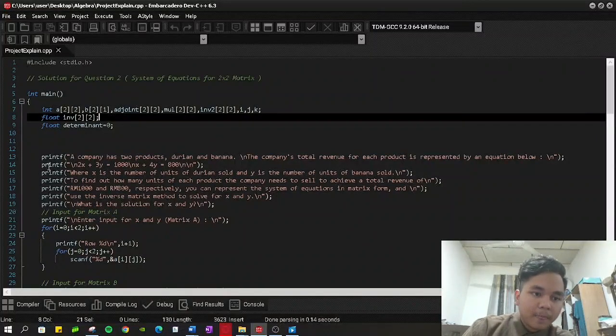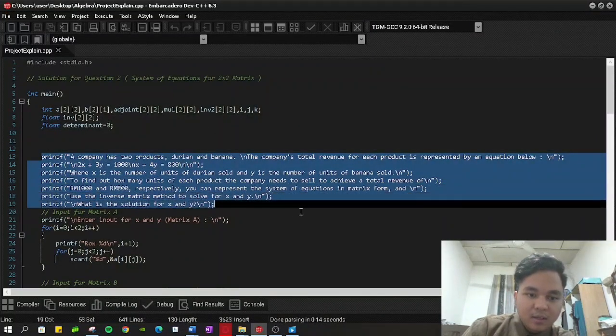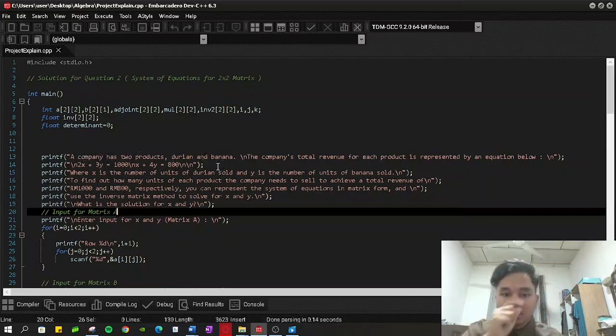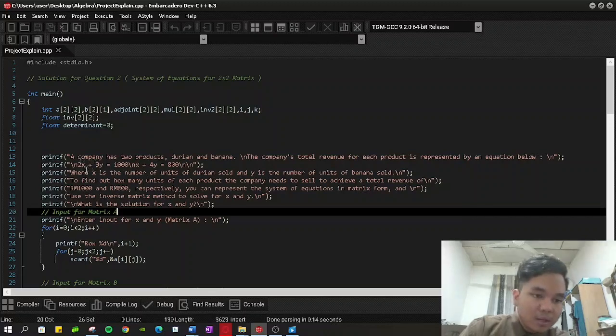Okay, this is the question I chose. So a company has two products, durian and banana. The company's total revenue for each product is represented by an equation below. 2x plus 3y equal to 1000. You can read here.